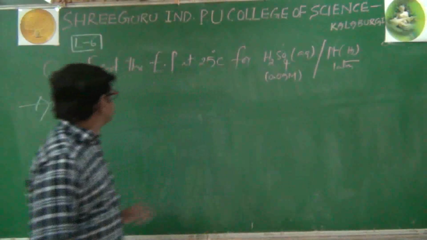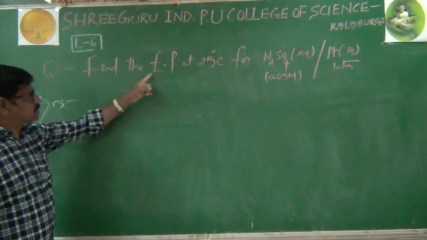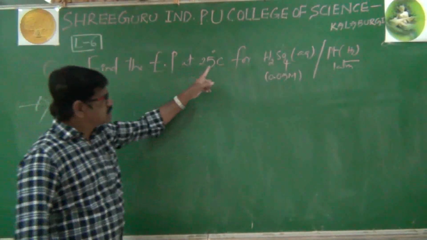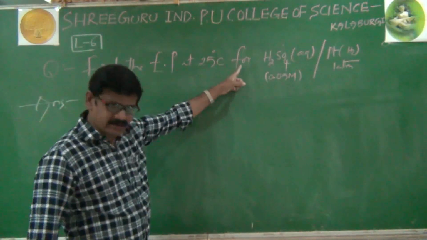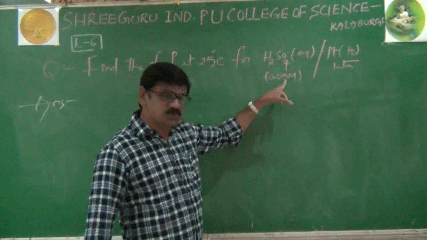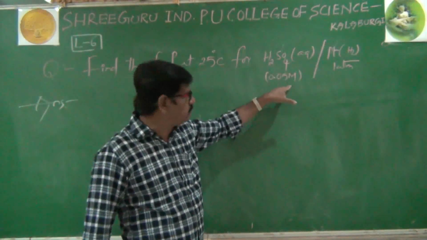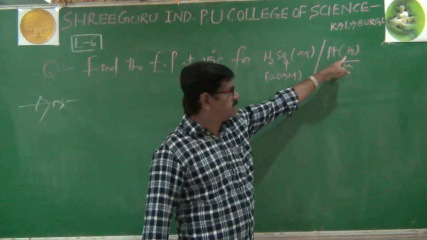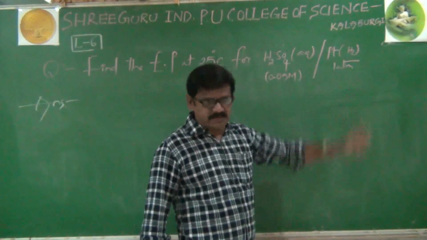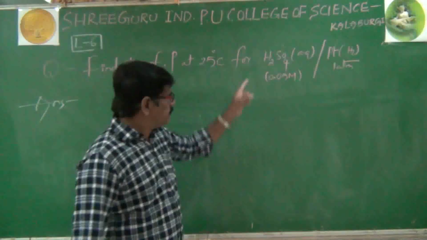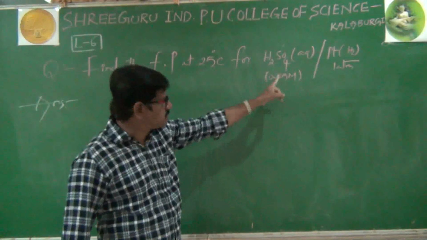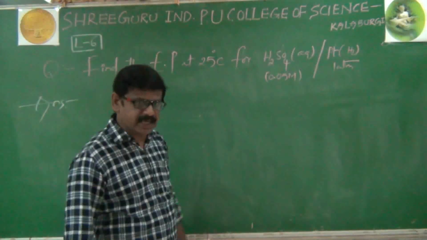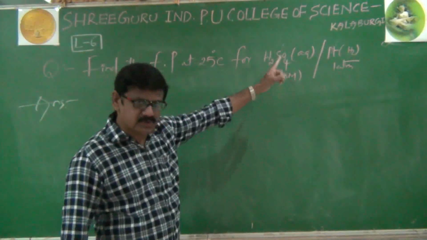Right, see here, find the electrode potential at 25 degrees centigrade for H2SO4 whose concentration is 0.05 molar, H plus oblique H2, and its pressure is 1 atmosphere. Which electrode has been given? It is absolutely a hydrogen electrode only.